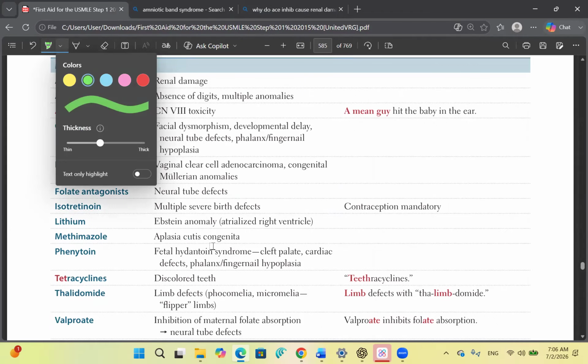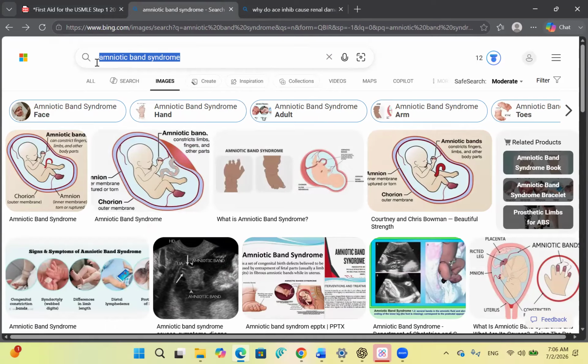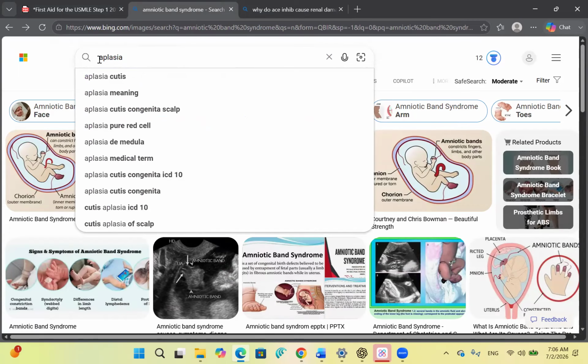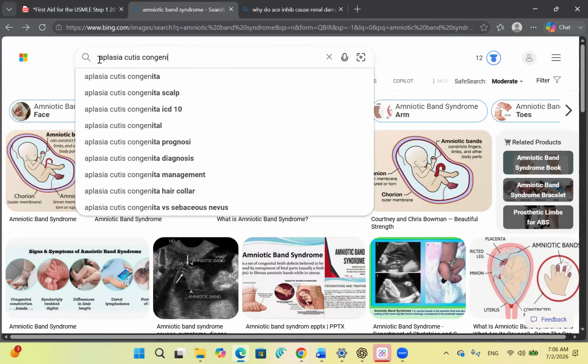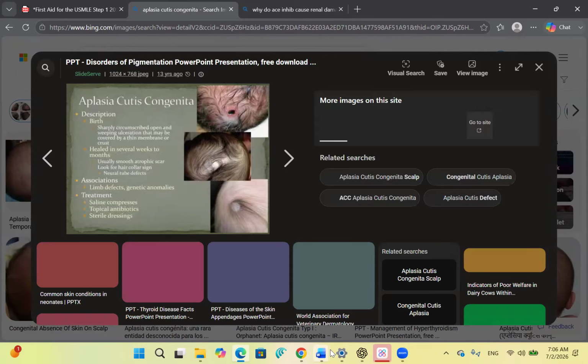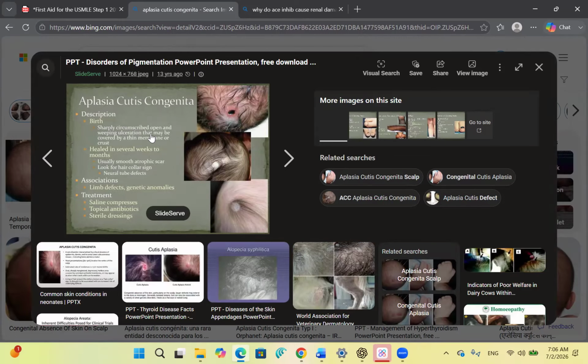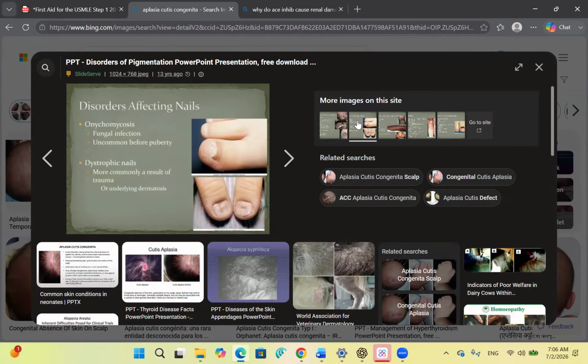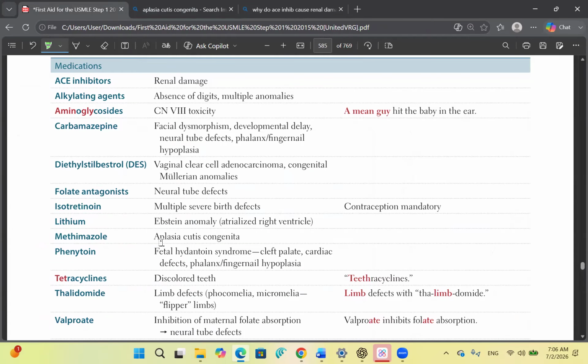Methimazole is aplasia cutis congenita. We have to search what that is. This seems to be a sharply circumscribed open weeping ulceration that may be covered by a thin membrane of crust. Usually a smooth atrophic scar lacking hair, collagen sign, neural tube defects, association with limb defects and genetic anomalies, treated with saline compresses, topical antibiotics, and sterile dressings. Oh, okay. Aplasia cutis congenita, and it is mainly caused due to methimazole use.